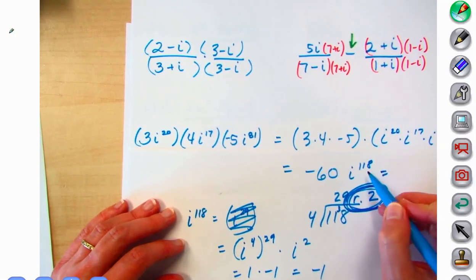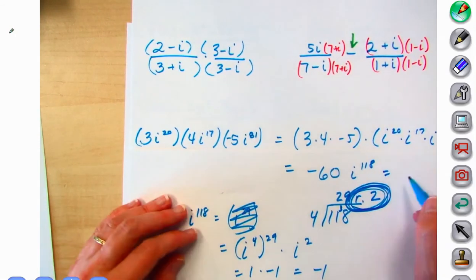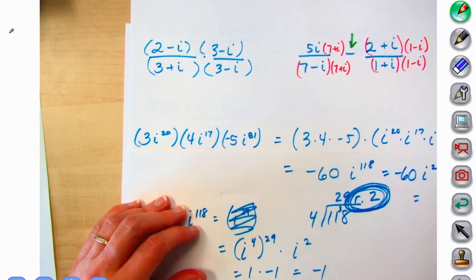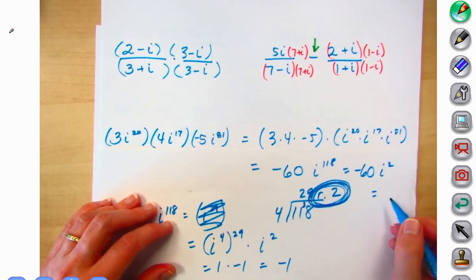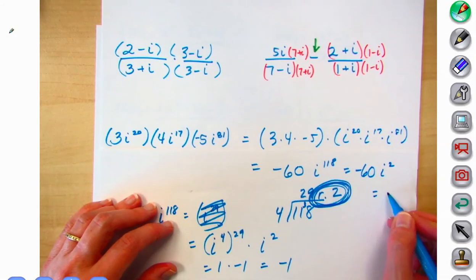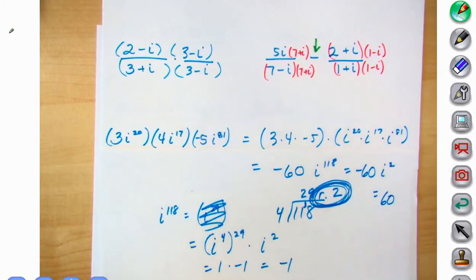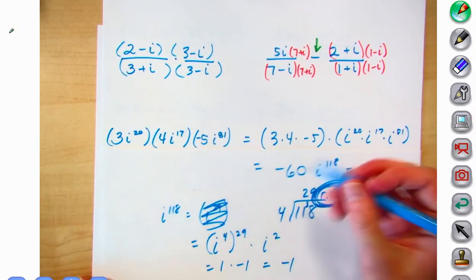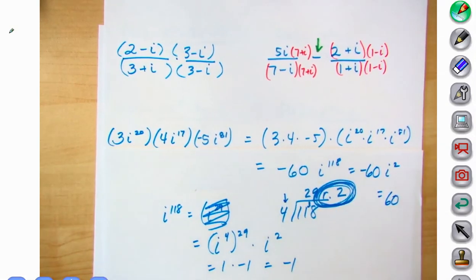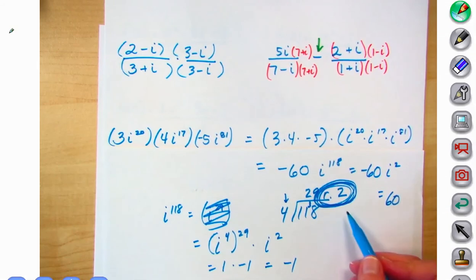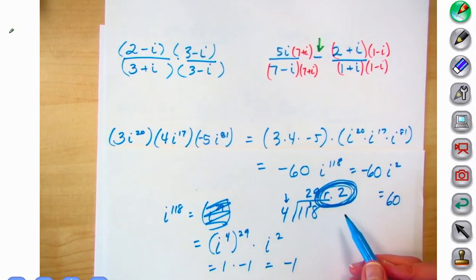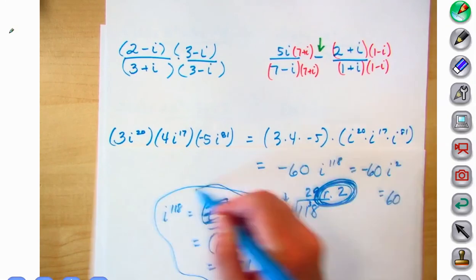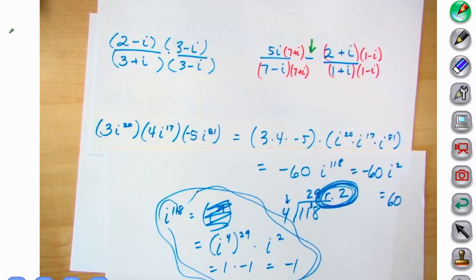So now I can do another quick substitution. Negative 60 times i squared. Negative 60 times i squared is simply negative 60 times negative 1, which is positive 60. The whole thing reduces to positive 60. But the key here, just like Jonathan said, divide by 4. Just like Claire said, take the remainder and substitute in the remainder. That's the quick shortcut to get around it. But here's all the math behind it right there.